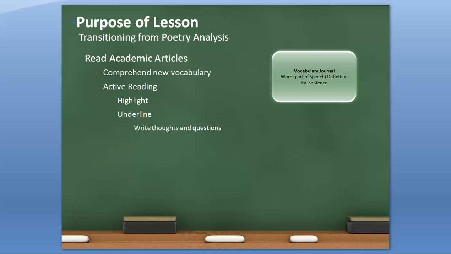Now, as you're reading, you should be creating a vocabulary journal. What that means is to pull out new words that you're learning. Write the word, write the part of speech. Is it a noun, a verb, an adjective, adverb, etc.? And then write the definition. What does it mean? And then write a sentence using that word. Now, this is not something that you need to do for me. This is something that is for you. You're here to learn, so try this strategy.